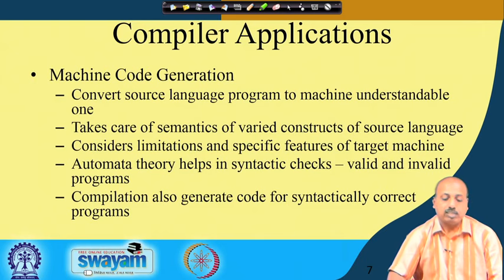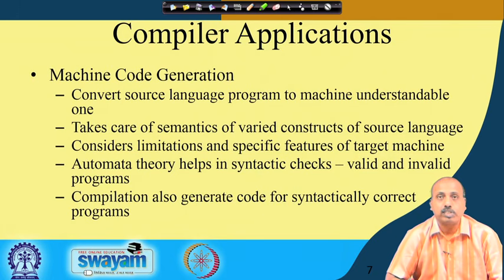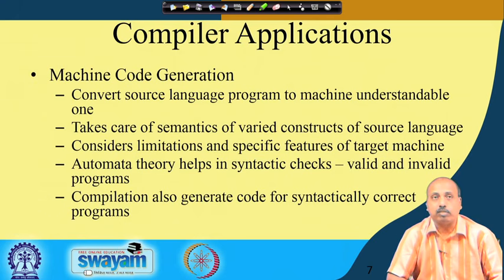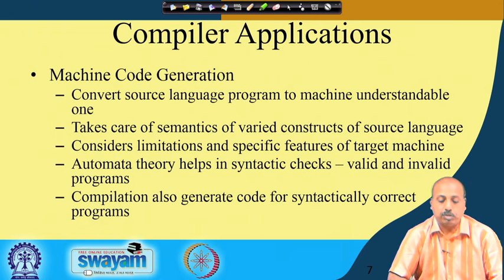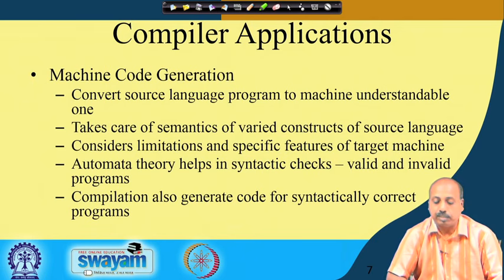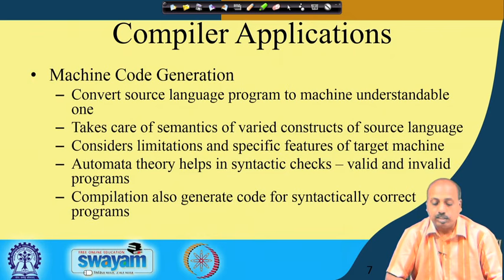Applications of compilers. The first application is machine code generation. It converts a source language program to a machine understandable one. That is the very first thing; most compilers are designed for machine code generation. It takes care of the semantics of various constructs of the source language. So I have to see that the program given for compilation is syntactically correct, that the semantic constructs and syntactical structures are satisfied or not. Then there are limitations and specific features of the target machine.